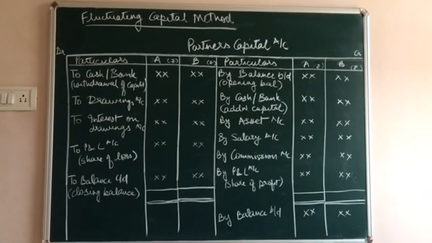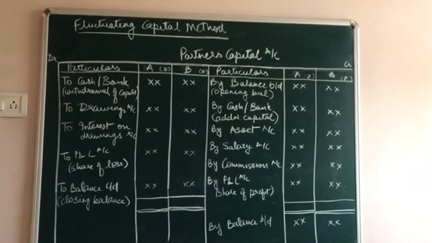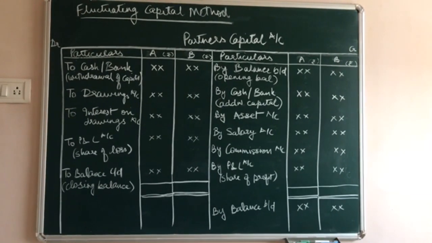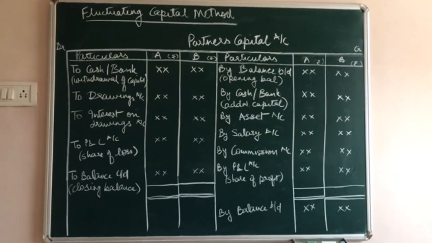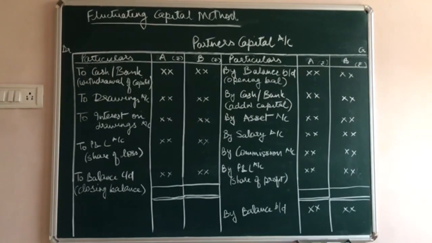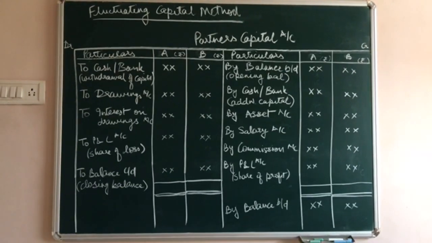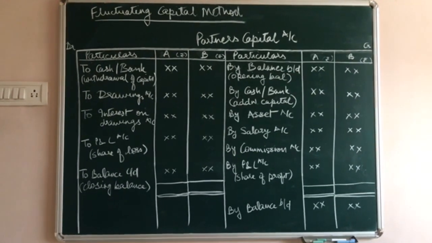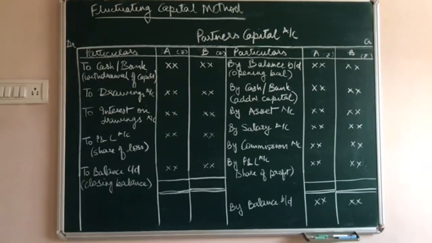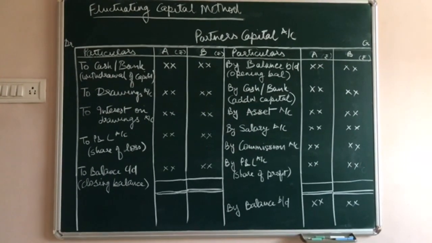Under this method, only one account called the capital account is prepared. Now, the balances of capital account change every year in this case. Now, see there is a capital account drawn. As you can see, A and B are partners. Now, capital account is a liability, all of you know that, so it has a credit balance.